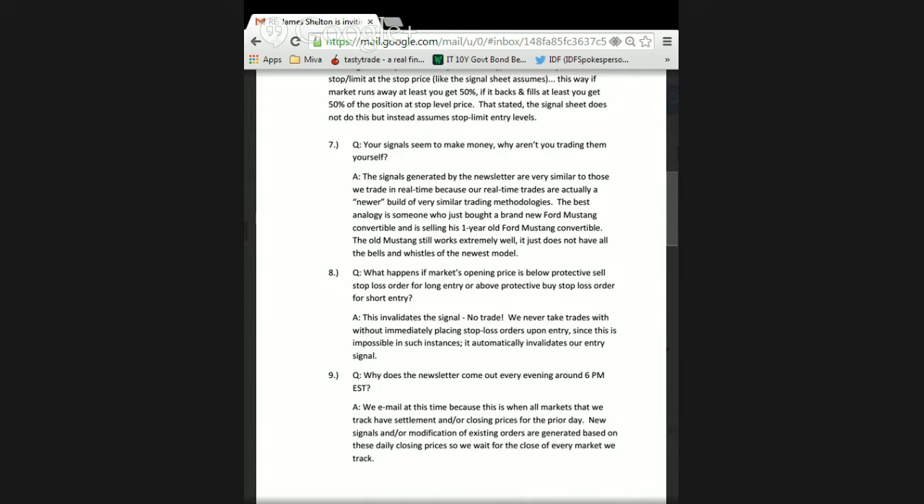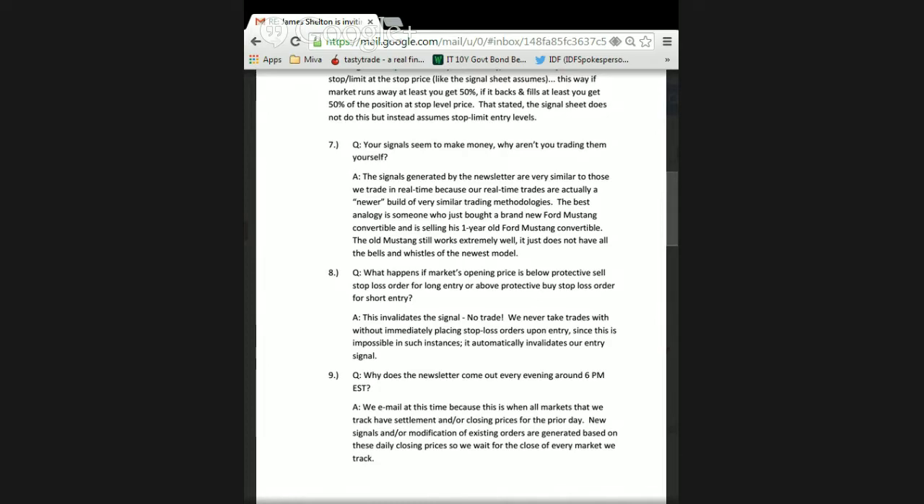And the best analogy I've come up with is it's like someone that's selling you their 1-year-old Ford Mustang convertible because they just bought a new Ford Mustang convertible. What do I need with 2 of them, right? I've already got a new one. I'll sell you my old one because I'm only going to drive 1 car at a time. The old Mustang still works, obviously. It just doesn't have all the bells and whistles in the newest model.